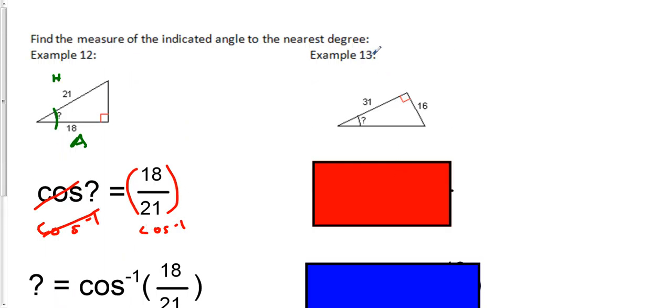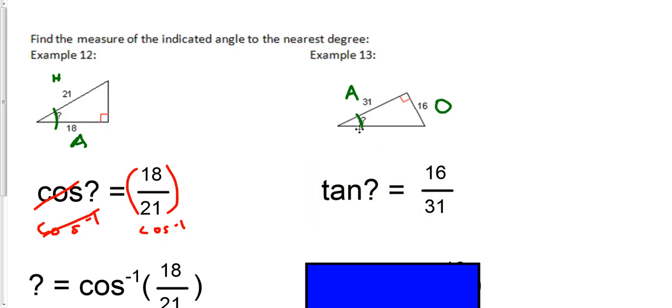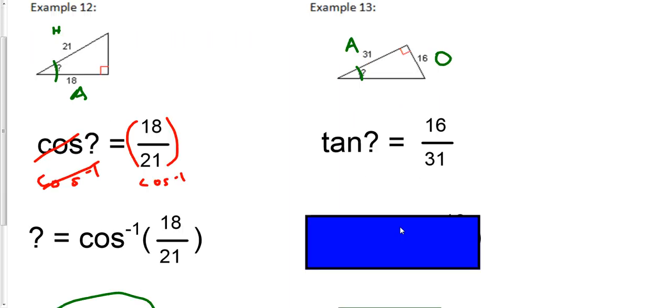So let's go on to example 13. Again, we have another angle. We're not sure how big it is, but we know that here's a right triangle. Across from our angle is the opposite, that's 16. The leg right next to our angle is 31, that would be our adjacent. What trig ratio uses opposite and adjacent? That would be tangent, TOA. So the tangent of our unknown is going to be 16 over 31.